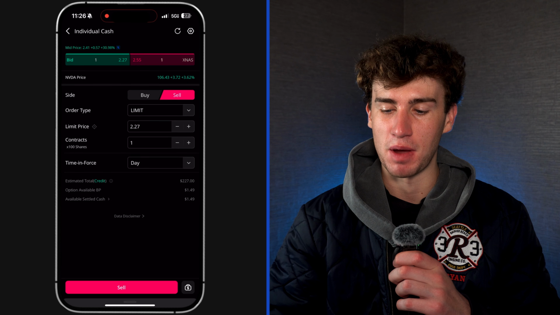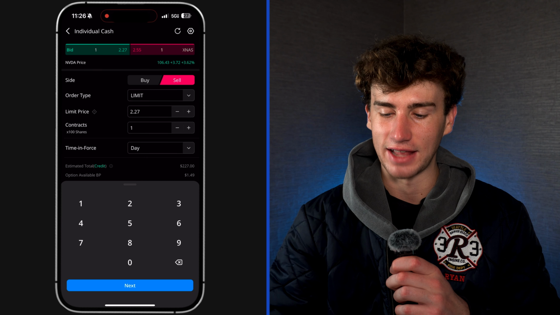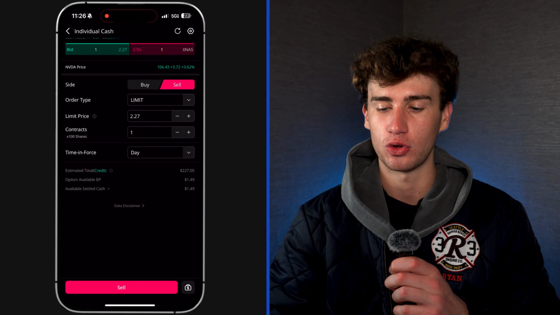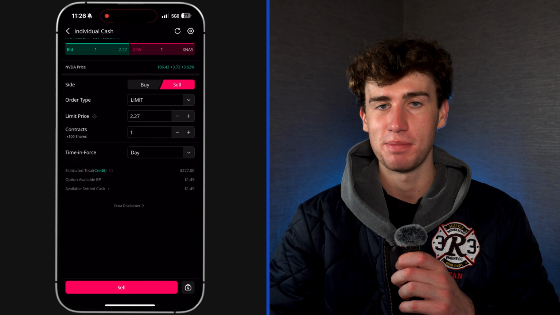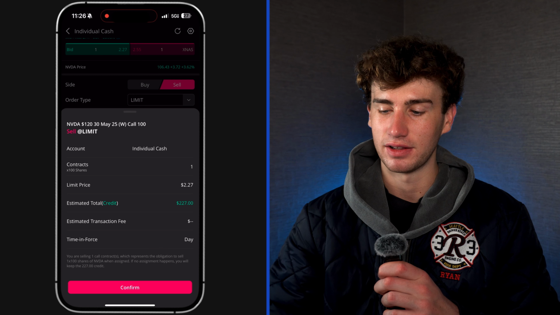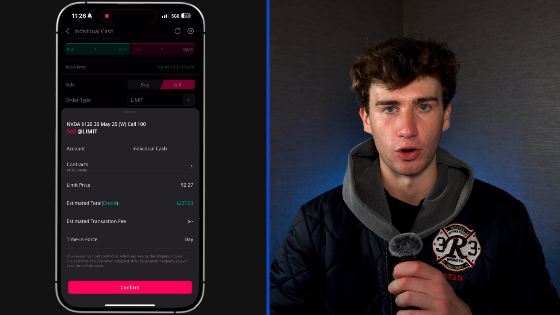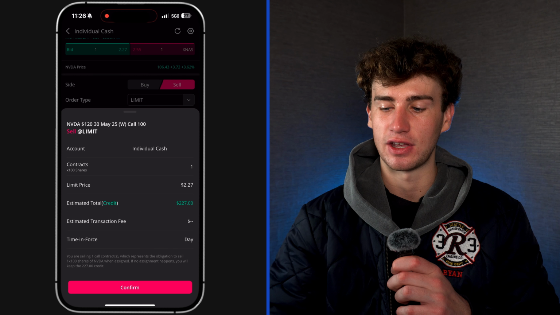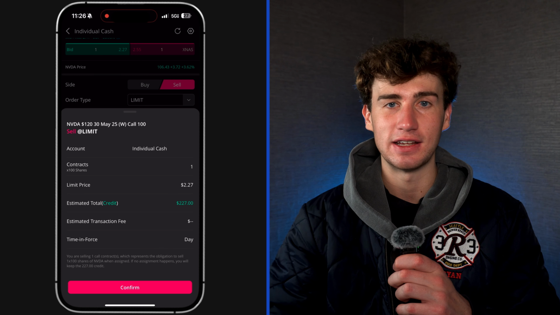You'll then enter the same number of contracts you purchased, and at the bottom, you can see that the estimated total is in the form of a credit this time, meaning it's going into your account. Hit sell, make sure the number of contracts match those that you purchased, and the limit price is what you want to sell for. Hit confirm, and as soon as the trade executes, that's all you need to do. You're completely out of the position.